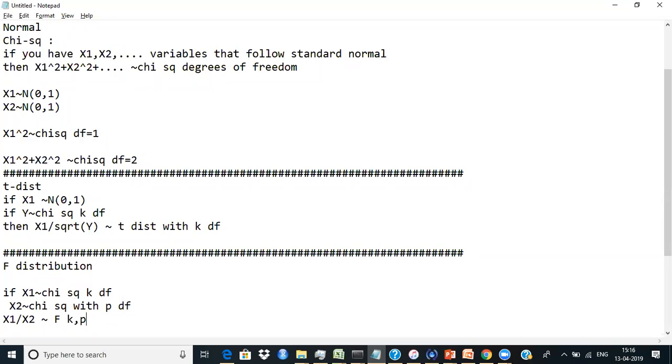K comma p degrees of freedom. K is the degrees of freedom of the chi-square in the numerator. P is the degrees of freedom of chi-square in the denominator. So the resultant distribution will have 2 degrees of freedom, K comma p.